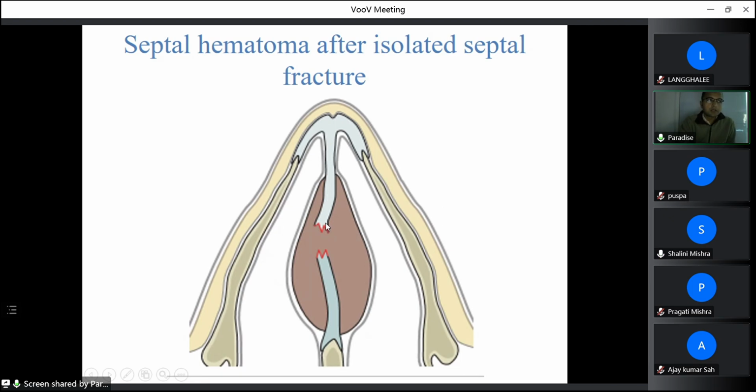So in order to prevent the septal necrosis, you have to drain the septal hematoma immediately. It is also one of the emergency conditions. Whenever you find a septal hematoma, you have to give the incision and drain it immediately. Otherwise, it will lead to necrosis of the nasal septum.